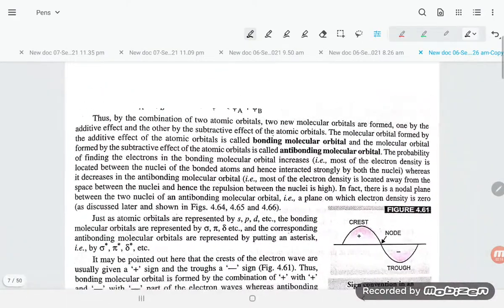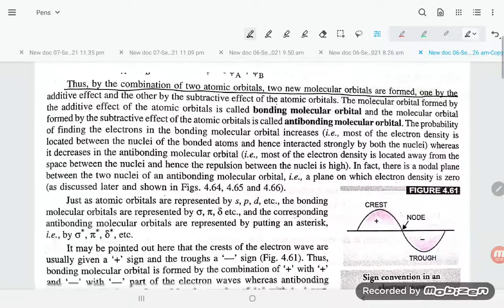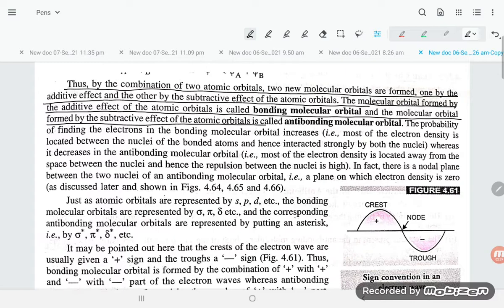Now you see, students, by the combination of two atomic orbitals, two new molecular orbitals are formed, one by the additive effect and the other by the subtractive effect of the atomic orbitals. The molecular orbital formed by the additive effect is called bonding molecular orbital, and the molecular orbital formed by the subtractive effect is called antibonding molecular orbital.